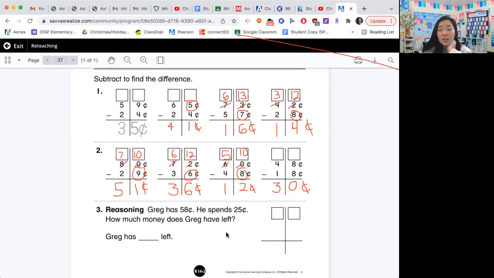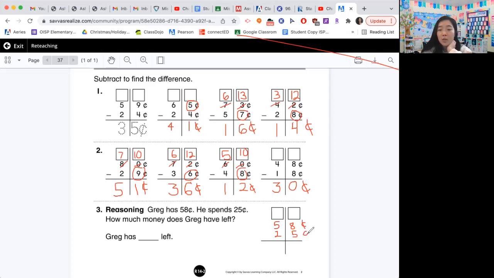Eva, you're going to answer the last one on reteaching, and then we're going to go to practice. Greg has 58 cents. He spends 25 cents. How much money does Greg have left? So we're going to line these up. The 10s are going to go in the 10s place. The ones are going to go in the ones place. And then we need to put that cent symbol.